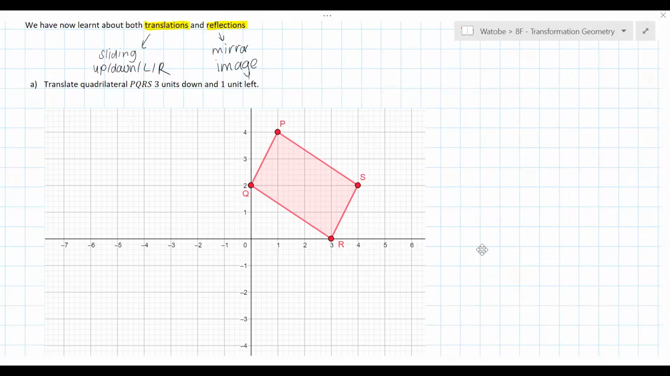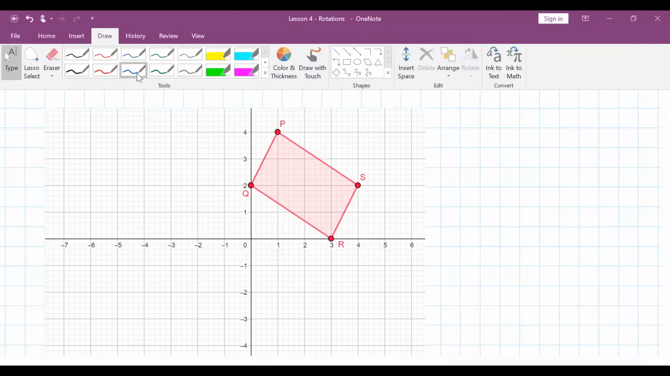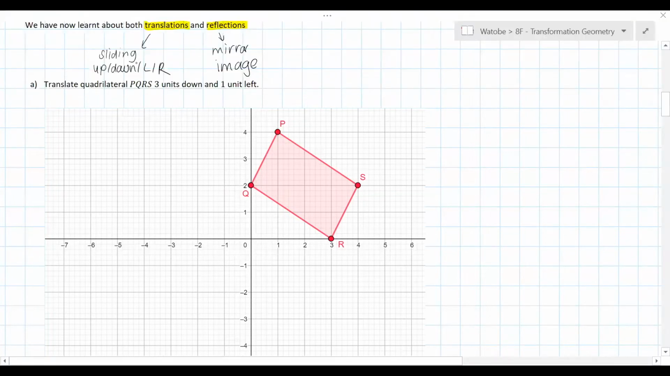Okay, so this first example is talking about a translation, and you always follow the instructions given to you according to how they want you to move it. So this is telling me to take the quadrilateral PQRS, move it 3 units down and 1 unit left. Now, basically what that means is that all 4 of these points need to go down and then left. So if we start at P, we're going to go 3 units down, 1 unit left, and where I end up is where I now plot my new point.